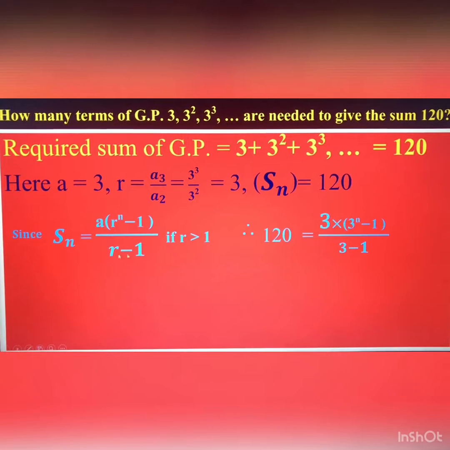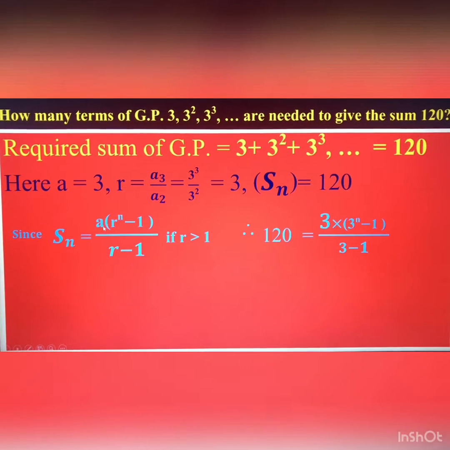So we will put these values in the formula a into r raised to the power of n minus 1, divided by r minus 1. Why? Because r is greater than 1. R is 3, and 3 is greater than 1. So we will use this formula.